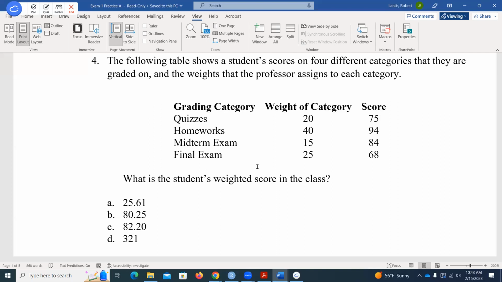Yeah, somewhere between my maximum and my minimum value, right? I'm looking for the middle point. It's got to be somewhere between the maximum and the minimum. Right away, 321 and 25.61. I've got a 50-50 shot now, even if I don't use the formula, right?